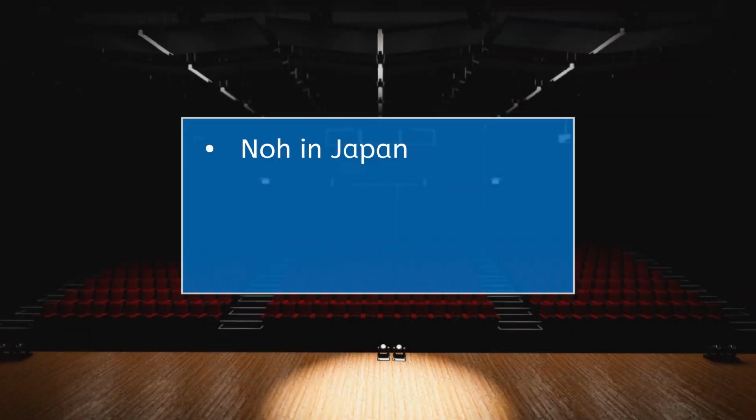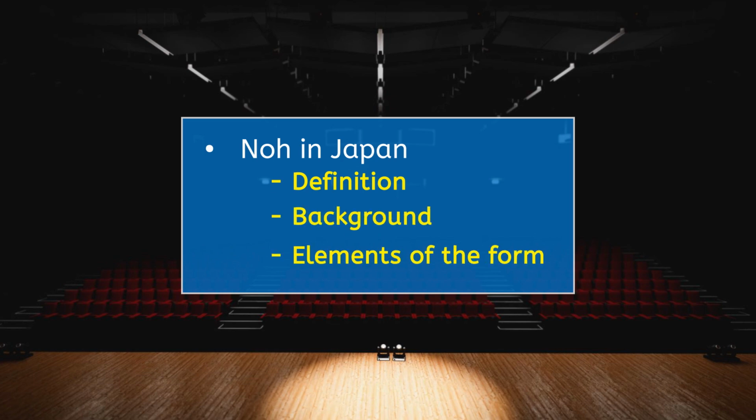And with that, we better slip to our next destination, Japan. Here we will watch no theater, so we can define, describe a brief background, and list the elements of the form. Oh, wait, I didn't mean that we won't be watching any theater. I meant we'll look at no theater. No, not no like no, but no like no. Oh, goodness. This is going to get complicated, isn't it?